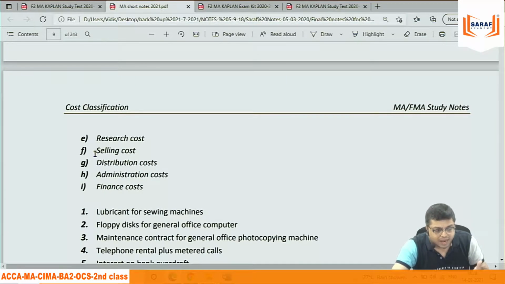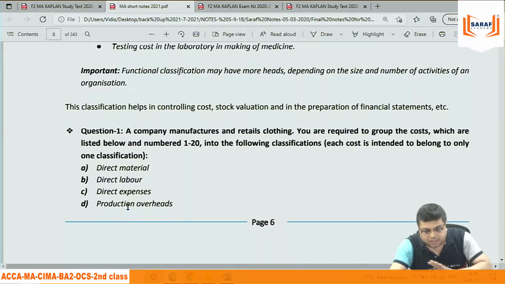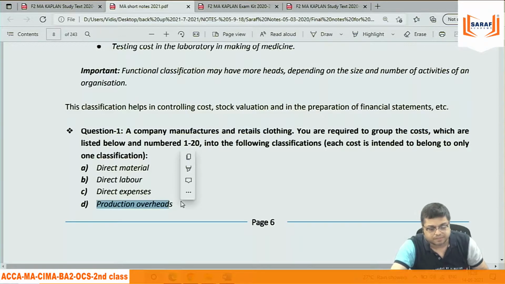So when I am saying marketing, it is selling. Distribution is separate, research is separate, admin is office, finance cost is interest. Direct material, direct labor, direct expense, and anything which is not direct, indirect material, indirect labor, indirect expenses, which are production, not non-production, are said to be production overheads.